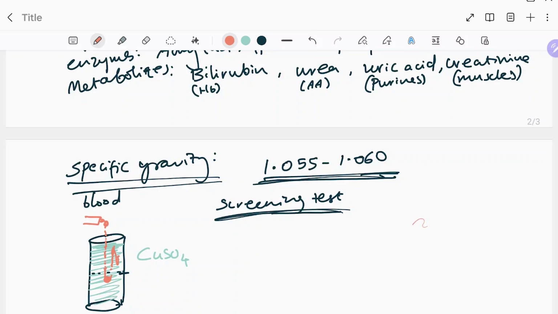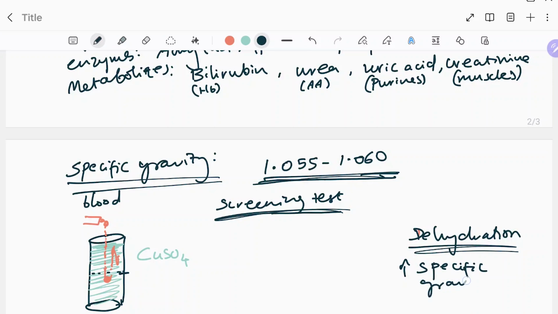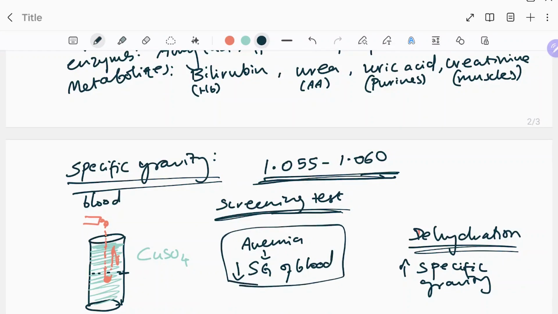Well, dehydration. So dehydration causes your specific gravity to increase. Dehydration increases specific gravity of blood. But things that lower specific gravity, remember, is anemia. Anemia causes reduced specific gravity of blood, because less hemoglobin, less density, so naturally less specific gravity. Dehydration increases specific gravity. Why?